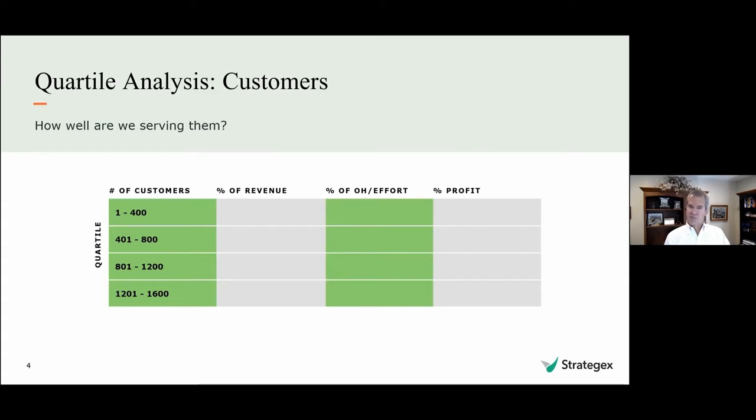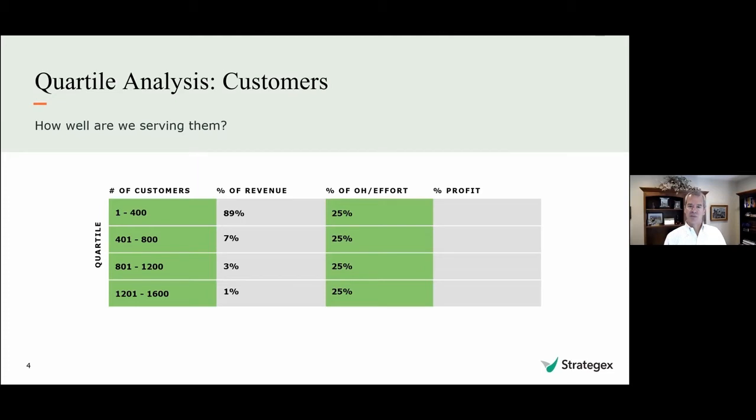Next, we look at the percent of revenue that's generated by each quartile. And what we typically see is that the revenue distribution is 89, 7, 3, and 1% by quartile. Next, we look at the overhead in the organization. This generally follows the number of customers, not the revenue. So we typically see 25% of organizational effort or overhead in each quartile.